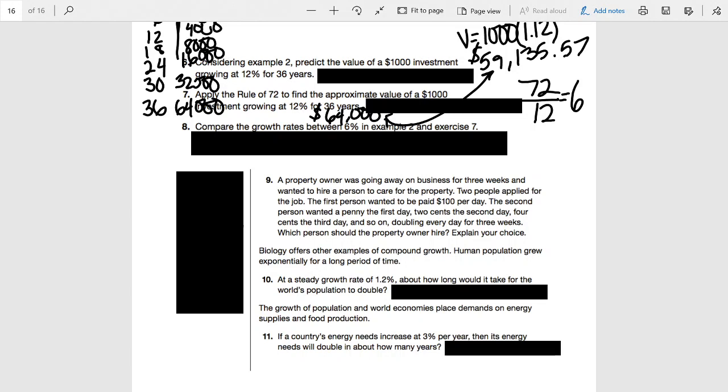Okay, a couple more here. A property owner was going away on business for 3 weeks and wanted to hire a person to care for the property. 2 people applied. The first person wanted to be paid $100 per day. The second wanted a penny for the first day, 2 cents for the second, 4 for the third, and so on and so forth, doubling every day for 3 weeks. Which person should the property owner hire?